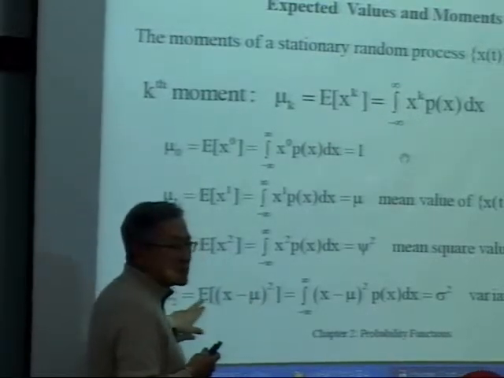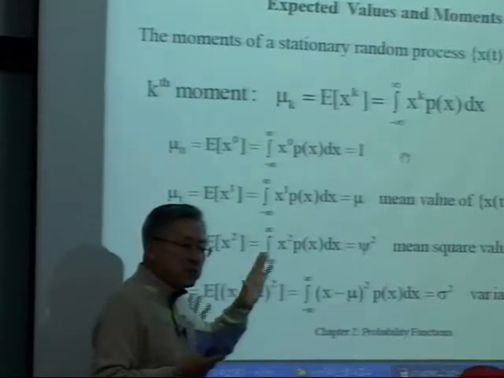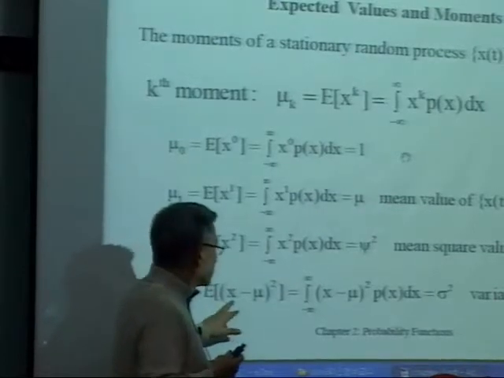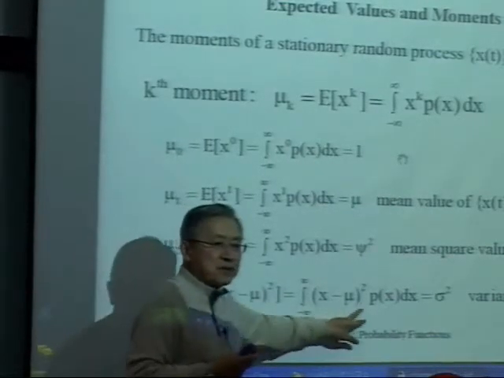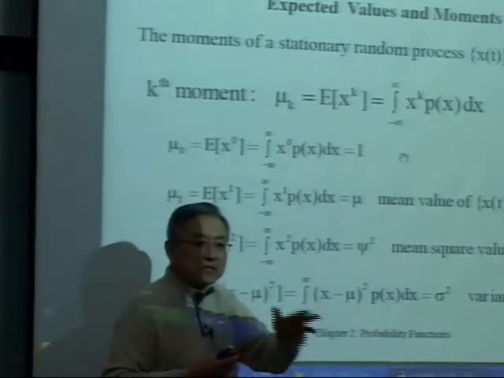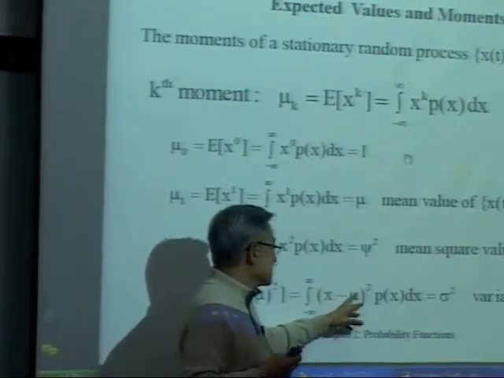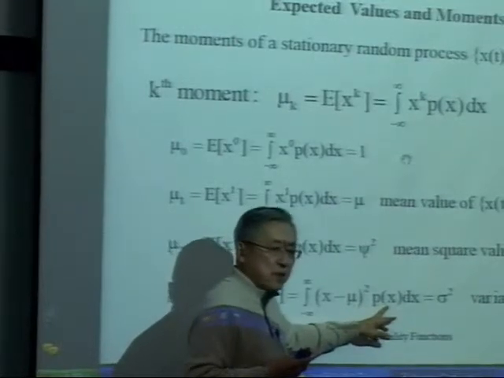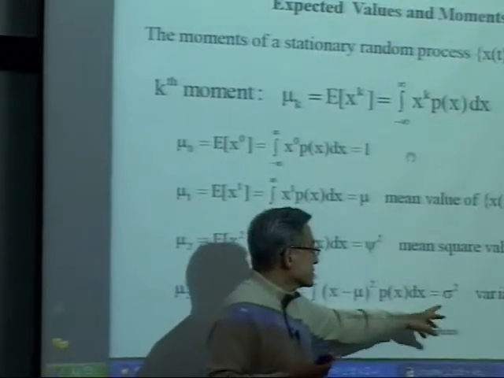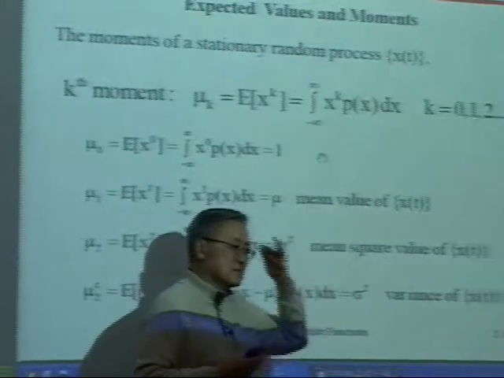This is the variance, a special name. Variance is a measure of spread around the mean. The mathematical definition is the integration over the whole range of x, from minus infinity to infinity, of (x minus mu) squared times p(x), the probability density function of x, dx. Or the variance is the standard deviation squared. Okay?